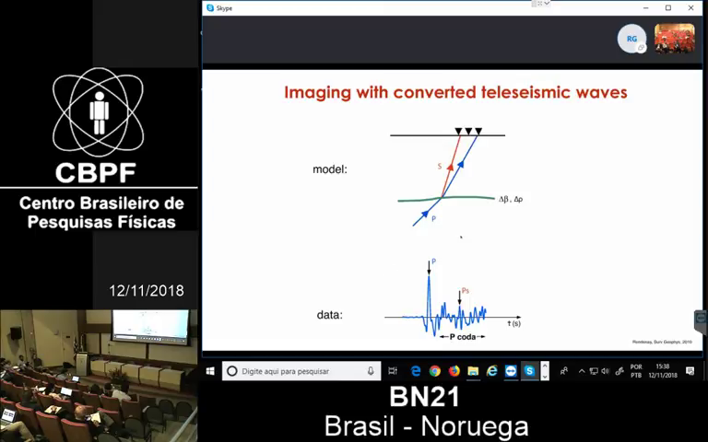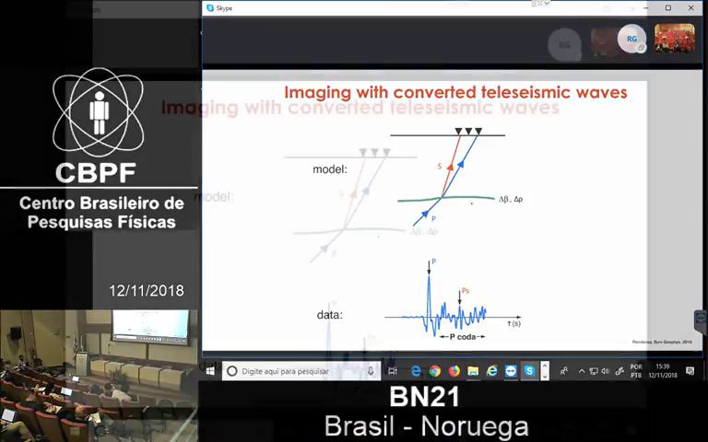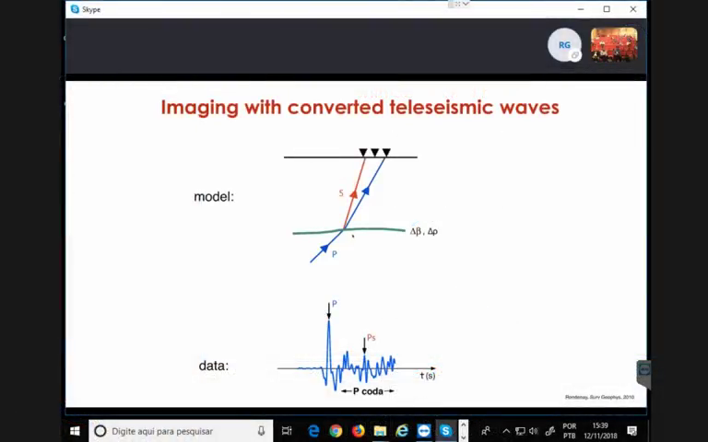So what we're interested in are teleseismic waves, that is, waves from distant earthquakes that illuminate a region from below. This is basically a vertical profile through the Earth. You have your surface here, the straight black line, and you have some discontinuities in material properties in the subsurface, like here a perturbation in S velocity and in density.